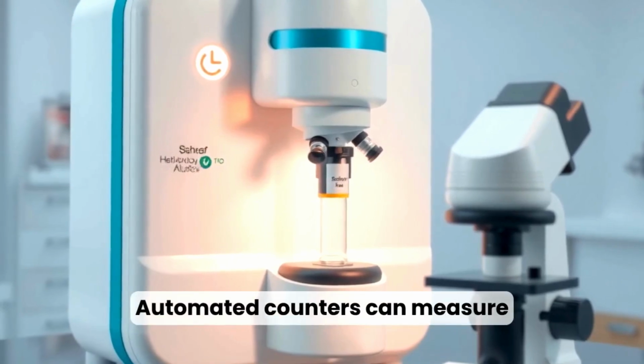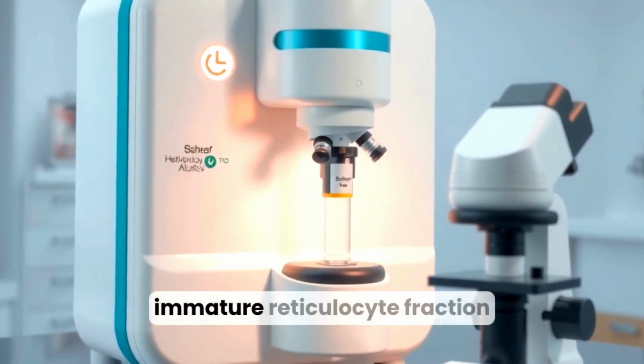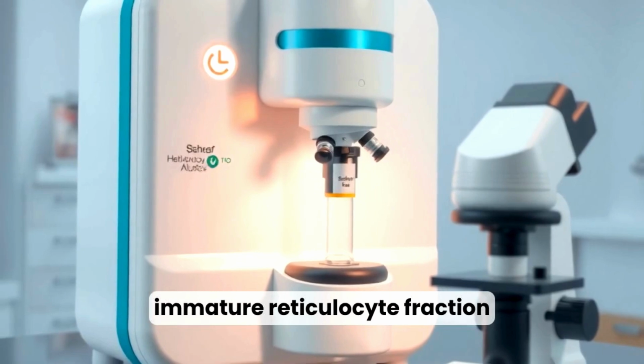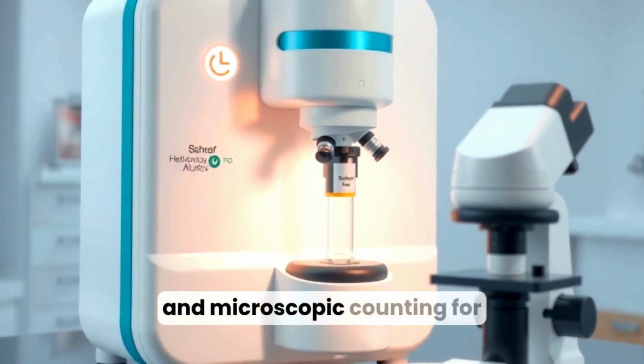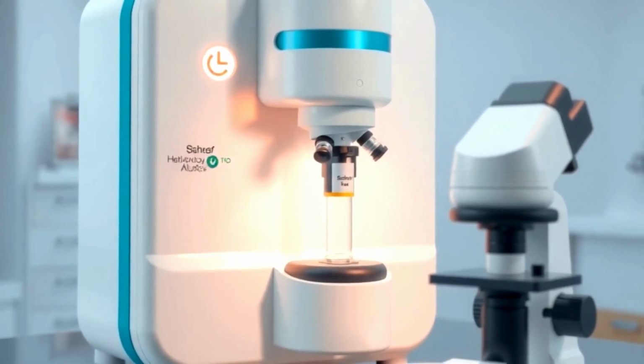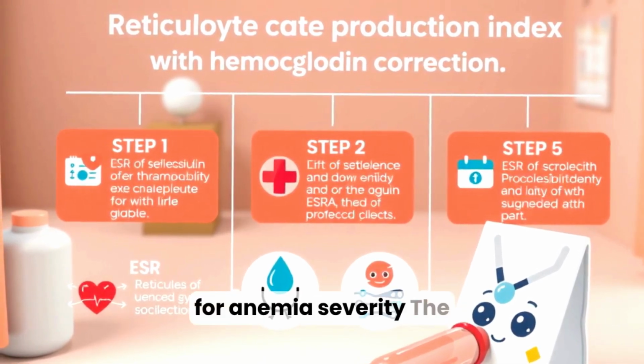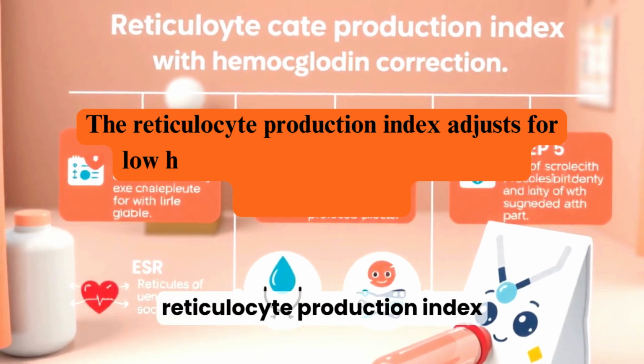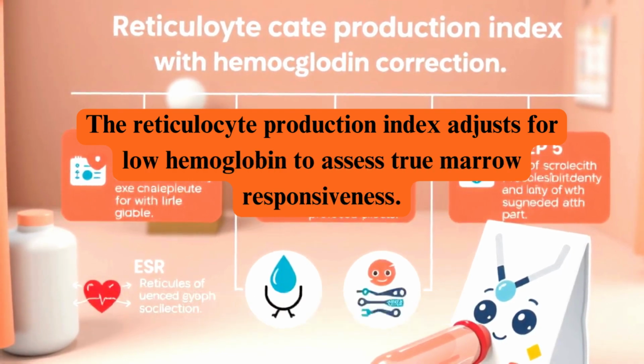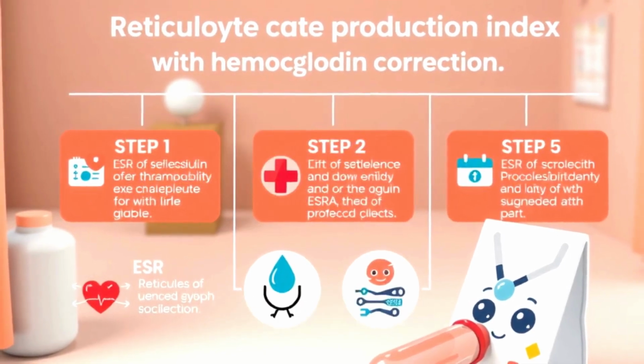Automated counters can measure reticulocyte percentage and immature reticulocyte fraction. Manual methods use staining and microscopic counting for confirmation. Interpreting reticulocyte results requires correction for anemia severity. The reticulocyte production index adjusts for low hemoglobin to assess true marrow responsiveness.